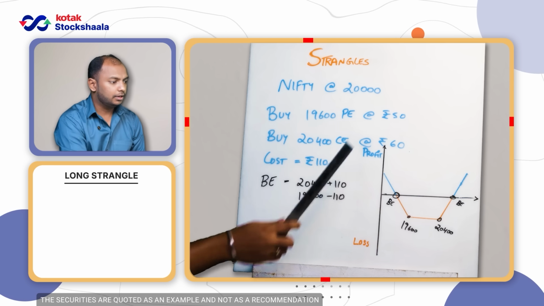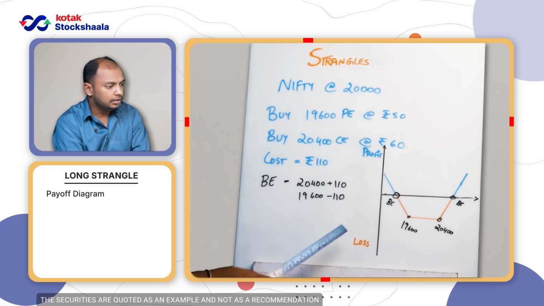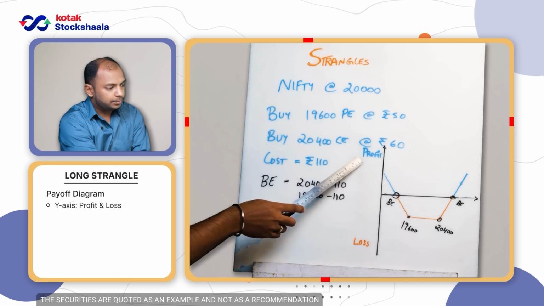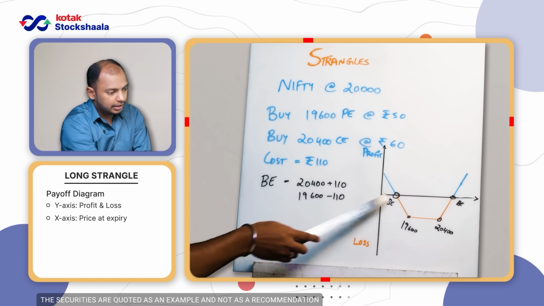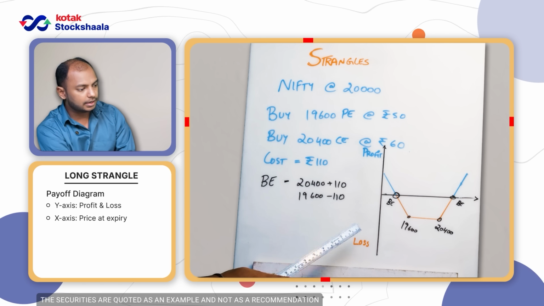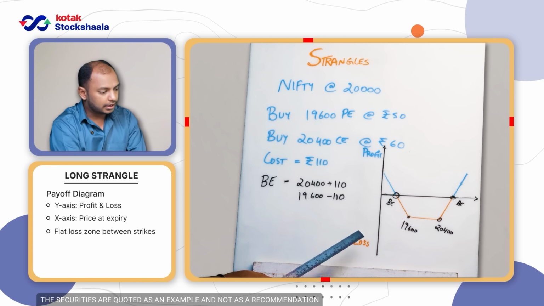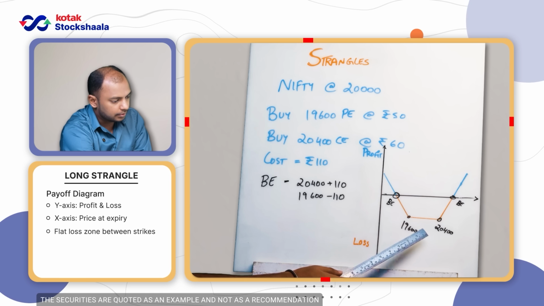So here we have the payoff diagram for the long strangle. On the y-axis we have the profit as well as the losses, and on the x-axis we have the possible strikes at the end of expiry. So to start with, let's look at the maximum losses.